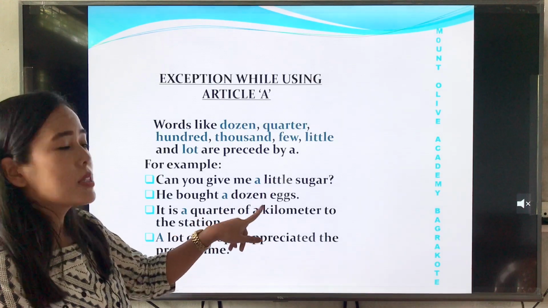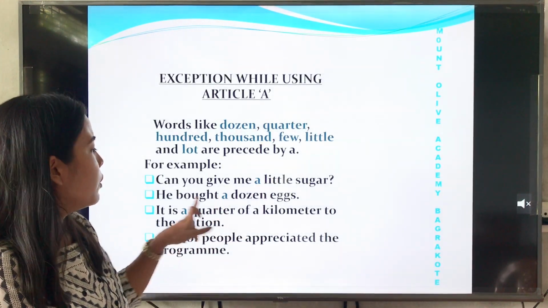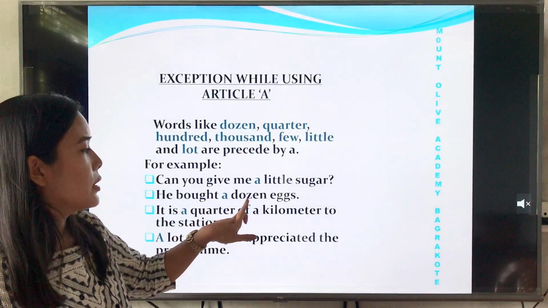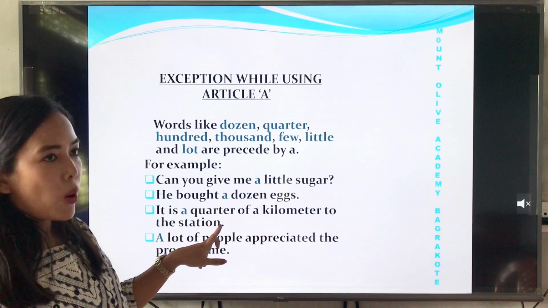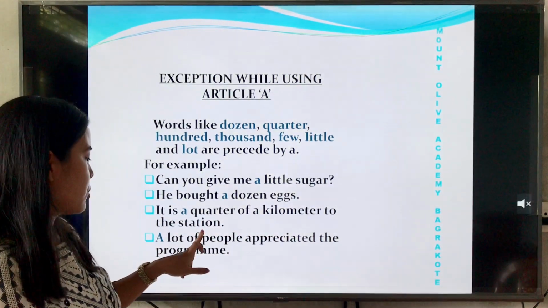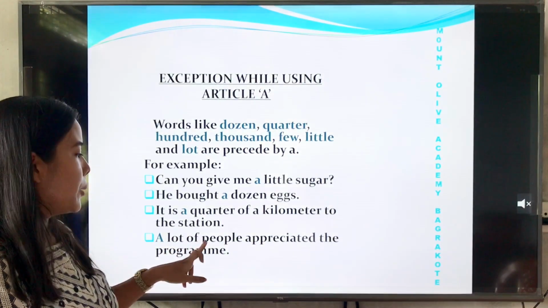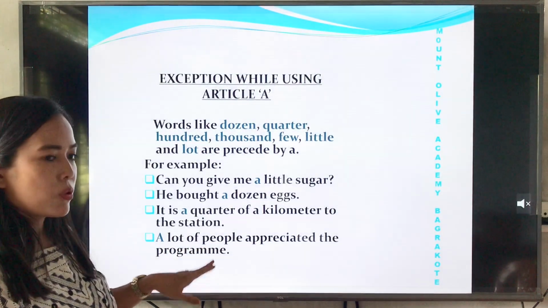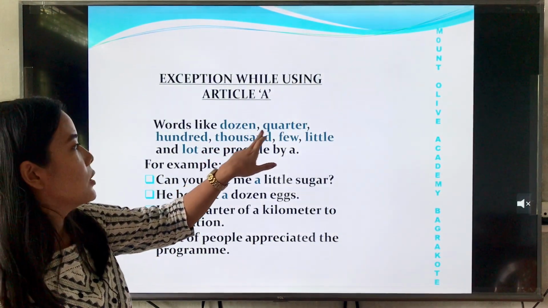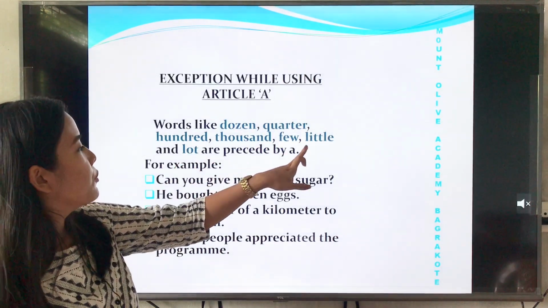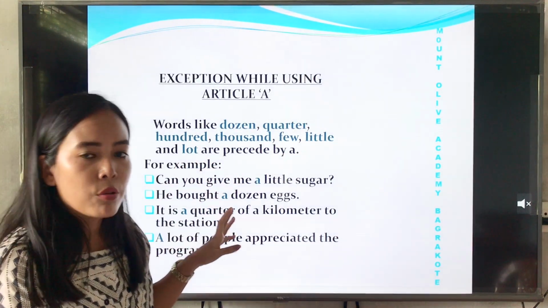He bought a dozen eggs, okay? So, he bought a dozen eggs. It is a quarter of a kilometer to the station. A lot of people appreciated the program. So when we use these terms like dozen, quarter, 100, 1,000, few, little, lot, then we have to use article A.